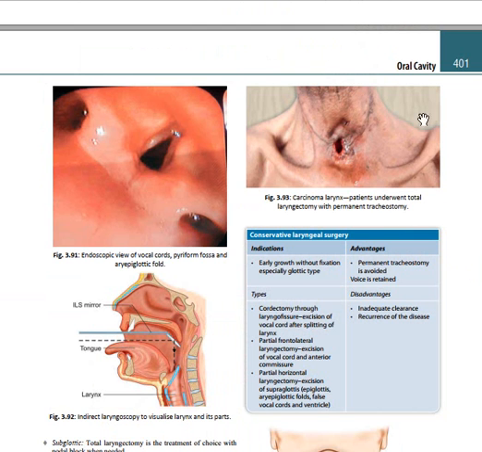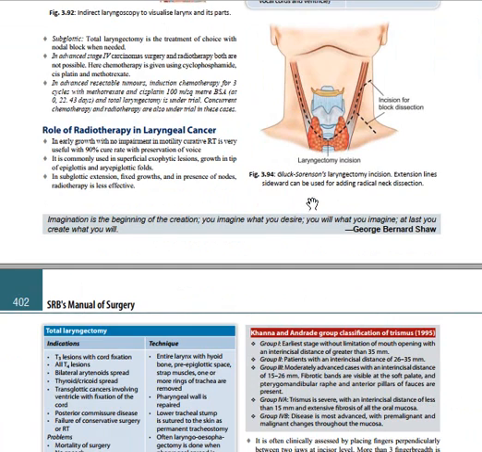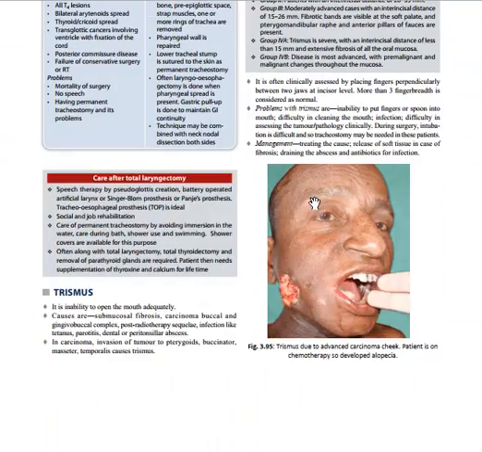So you can see here that the patient has undergone a tracheostomy and has a permanent tracheostomy here. He has also had a laryngectomy. In this case, all the larynx has been removed and a permanent tracheostomy has been placed so that the patient can breathe from here. So that is what is involved here.